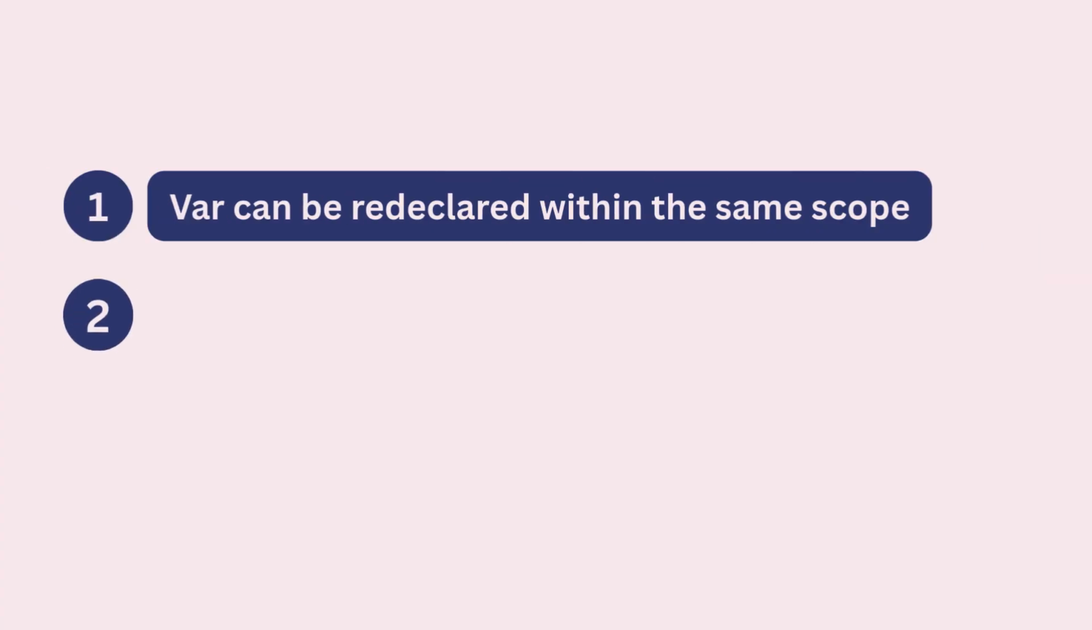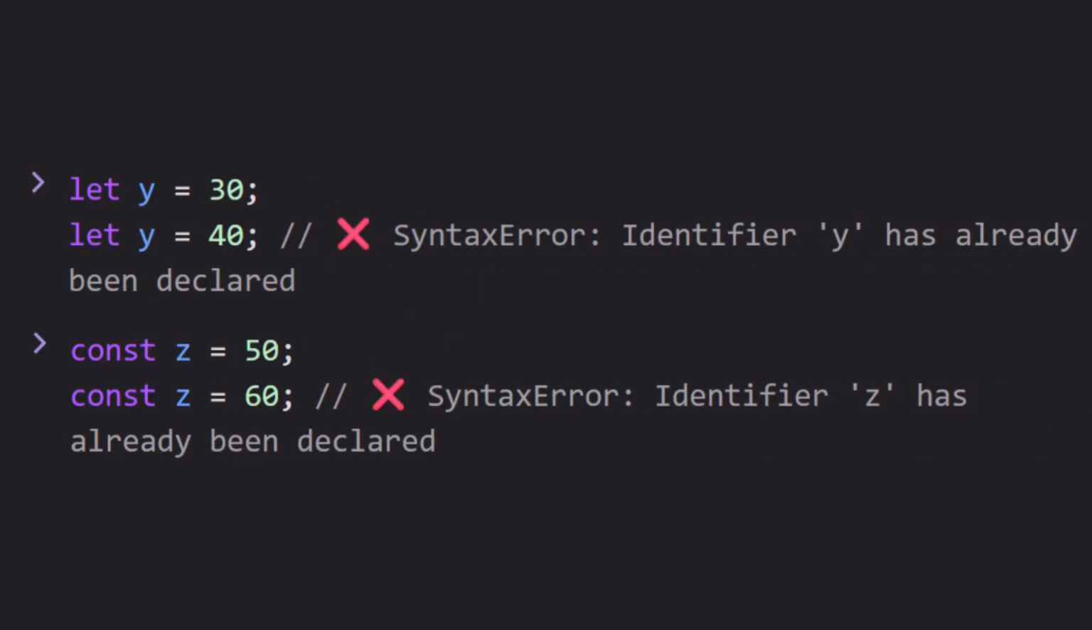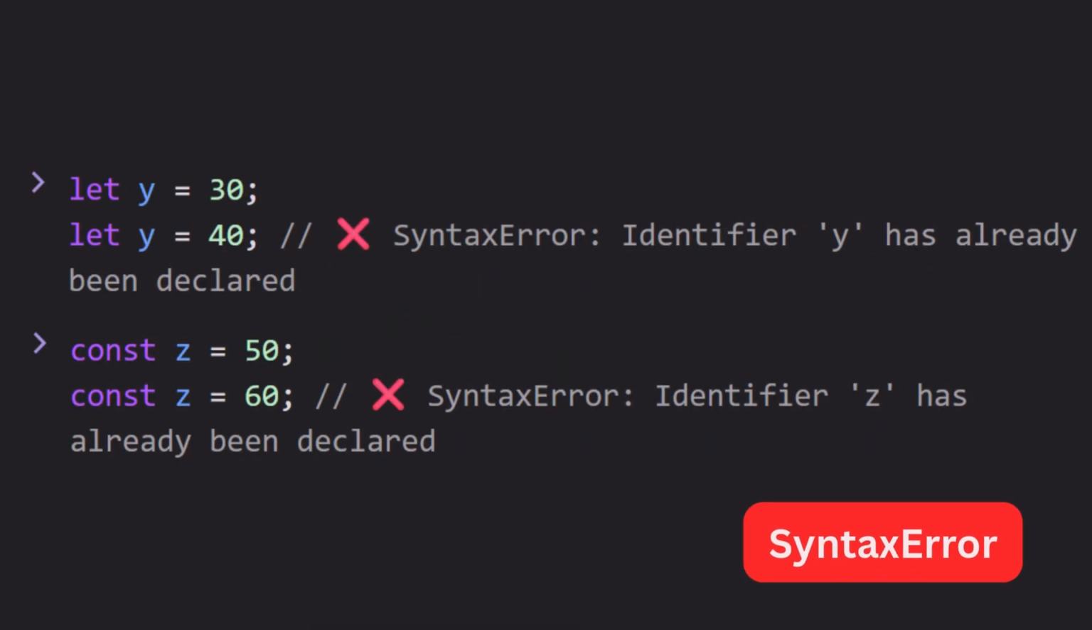Let and const refuse to let that happen. No second chances, no silent overwrites. So if you try to declare the variable again, JavaScript throws a syntax error.